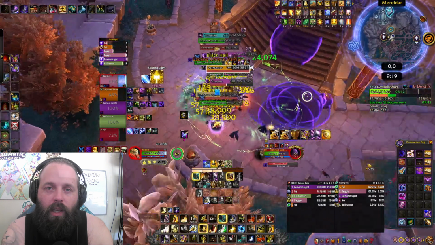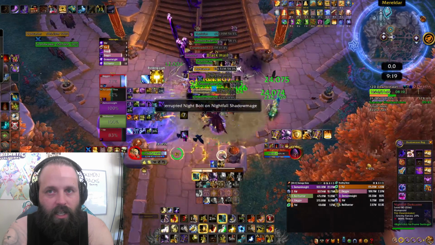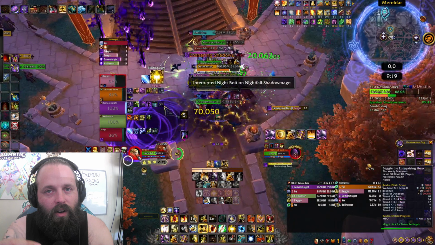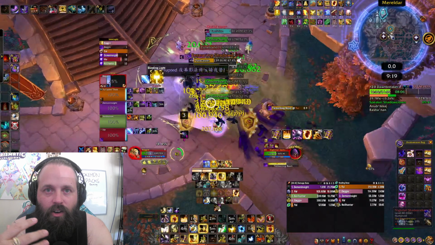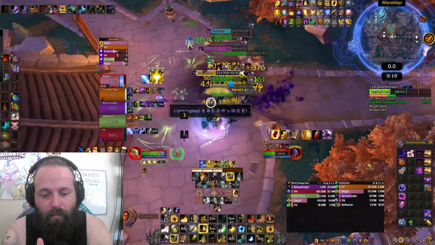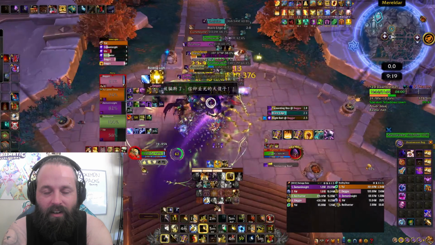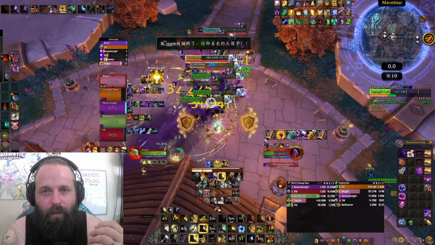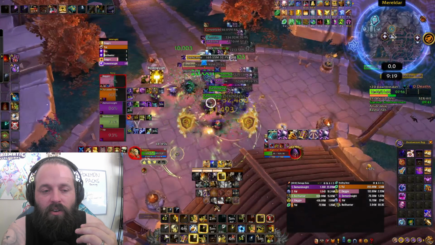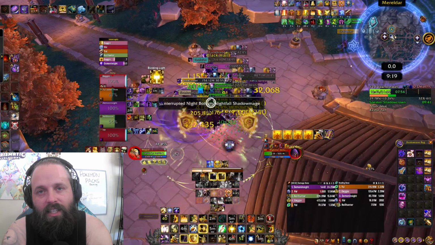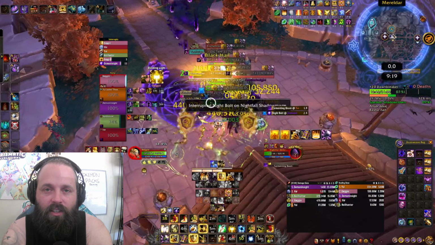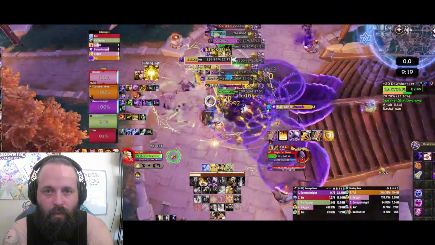Example being, a Holy Priest can pretty much just mash heals as soon as damage comes out, whereas a Restoration Druid needs to know that damage is coming like many seconds in advance before they can actually do anything about it. It's the difference between being reactive and proactive. It's generally easier to play a reactive class. If you play a proactive class, you need to understand things in a little bit more detail.